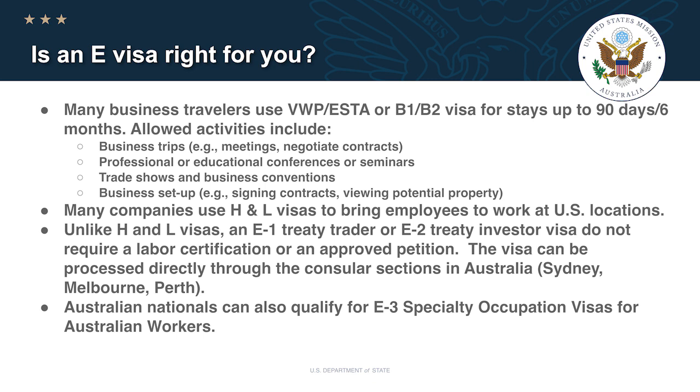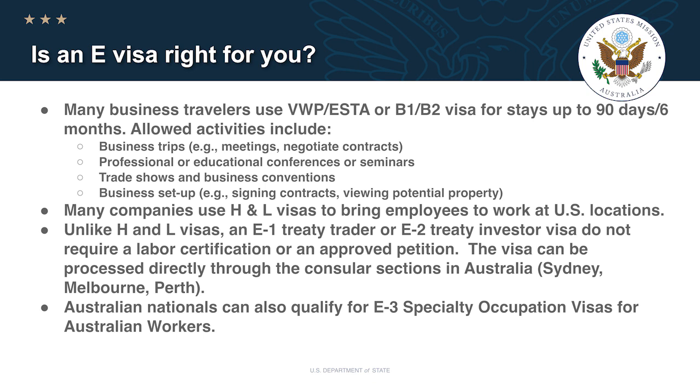But in broad categories, most Australians traveling to the United States for business purposes, not necessarily to work in the United States but to conduct business meetings or attend trade shows, can do that on the visa waiver program using ESTA. If they're planning to stay longer than 90 days, they'll generally need a B1, B2 tourist visa.